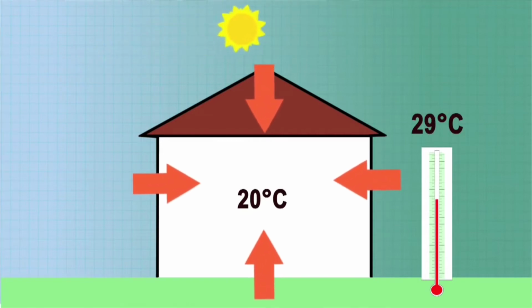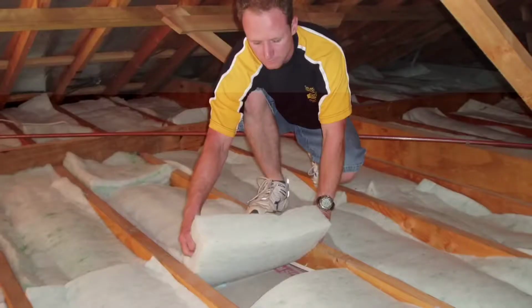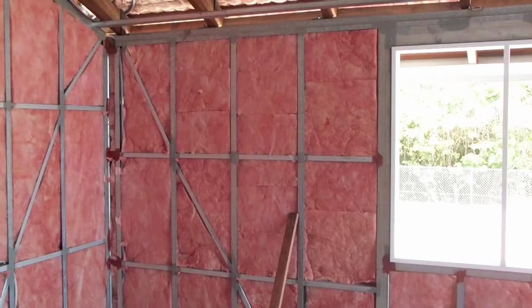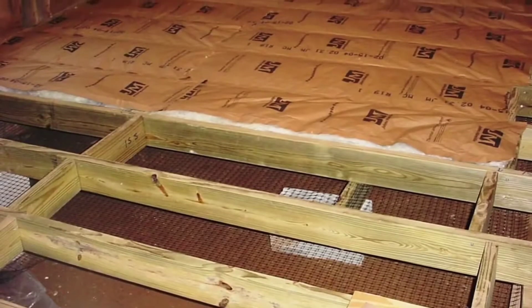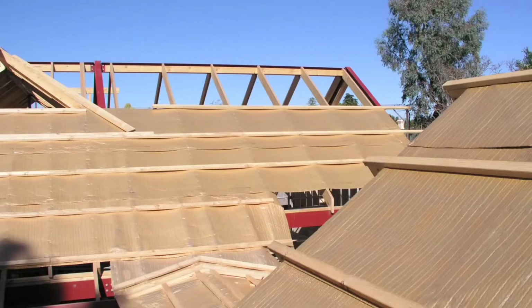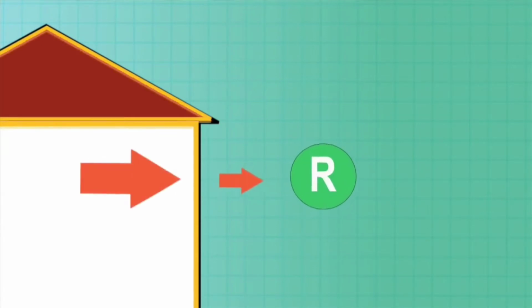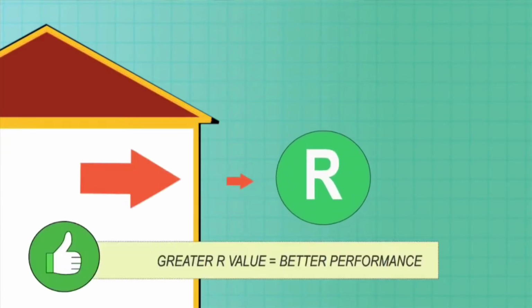The greater the temperature difference, the greater the heat flow. In winter, heat will be lost from the building, and in summer it will be gained. To reduce the heat transfer, it's crucial to have insulation in the roof and walls, and also beneficial to insulate timber floors. Insulation keeps heat inside in winter and stops heat getting inside in summer. The R value is a measure of how well the insulation will reduce heat flow. The higher the R value, the better the performance.